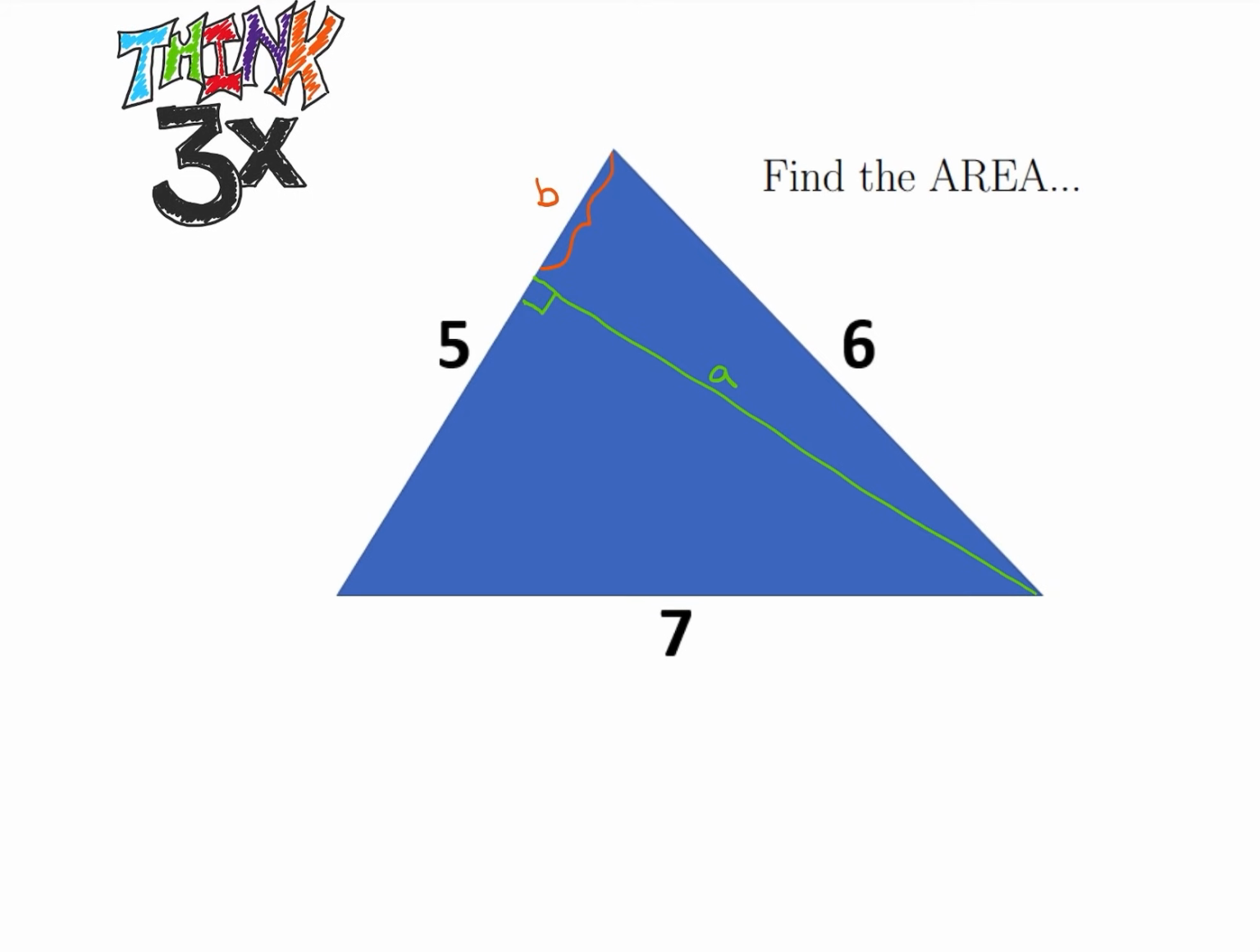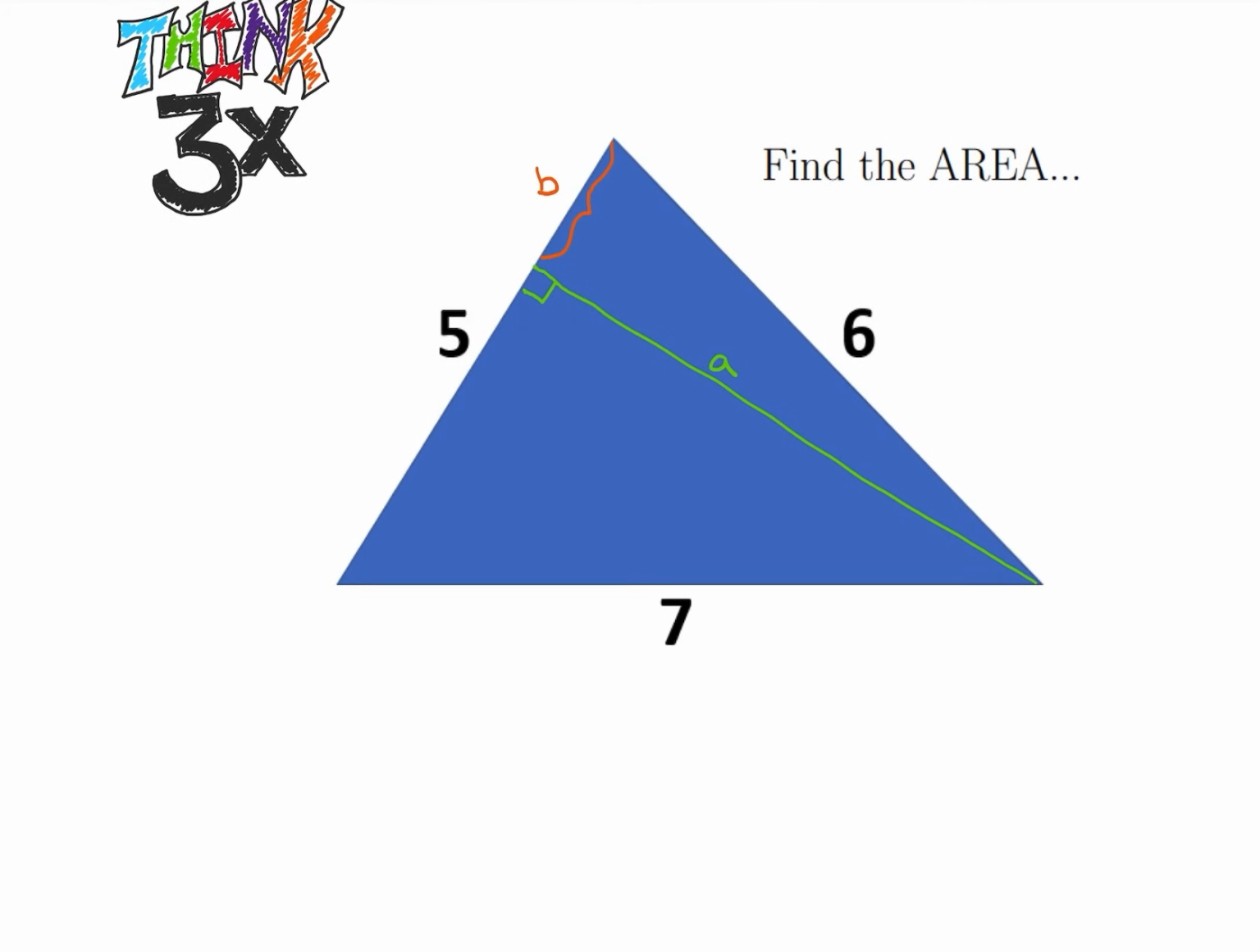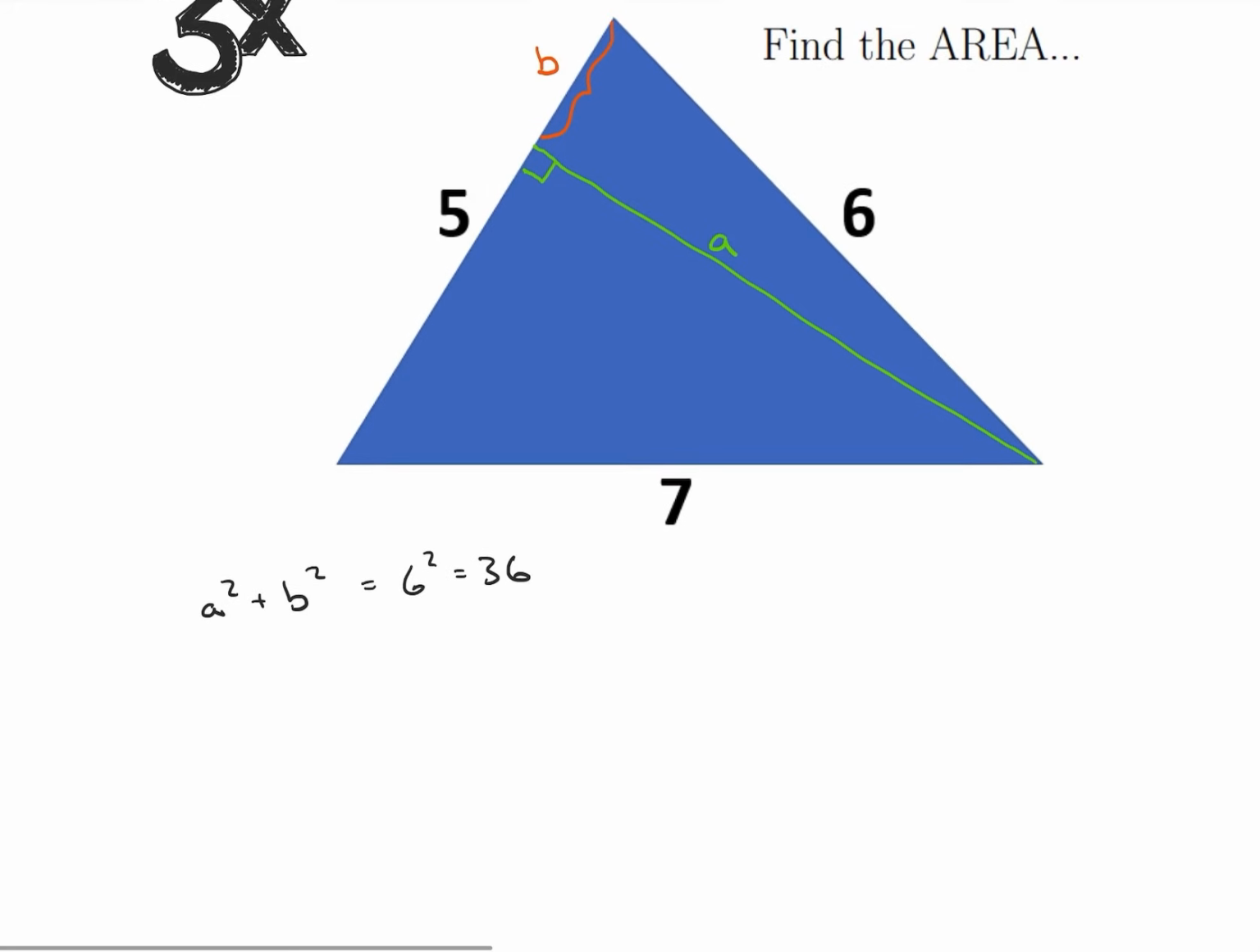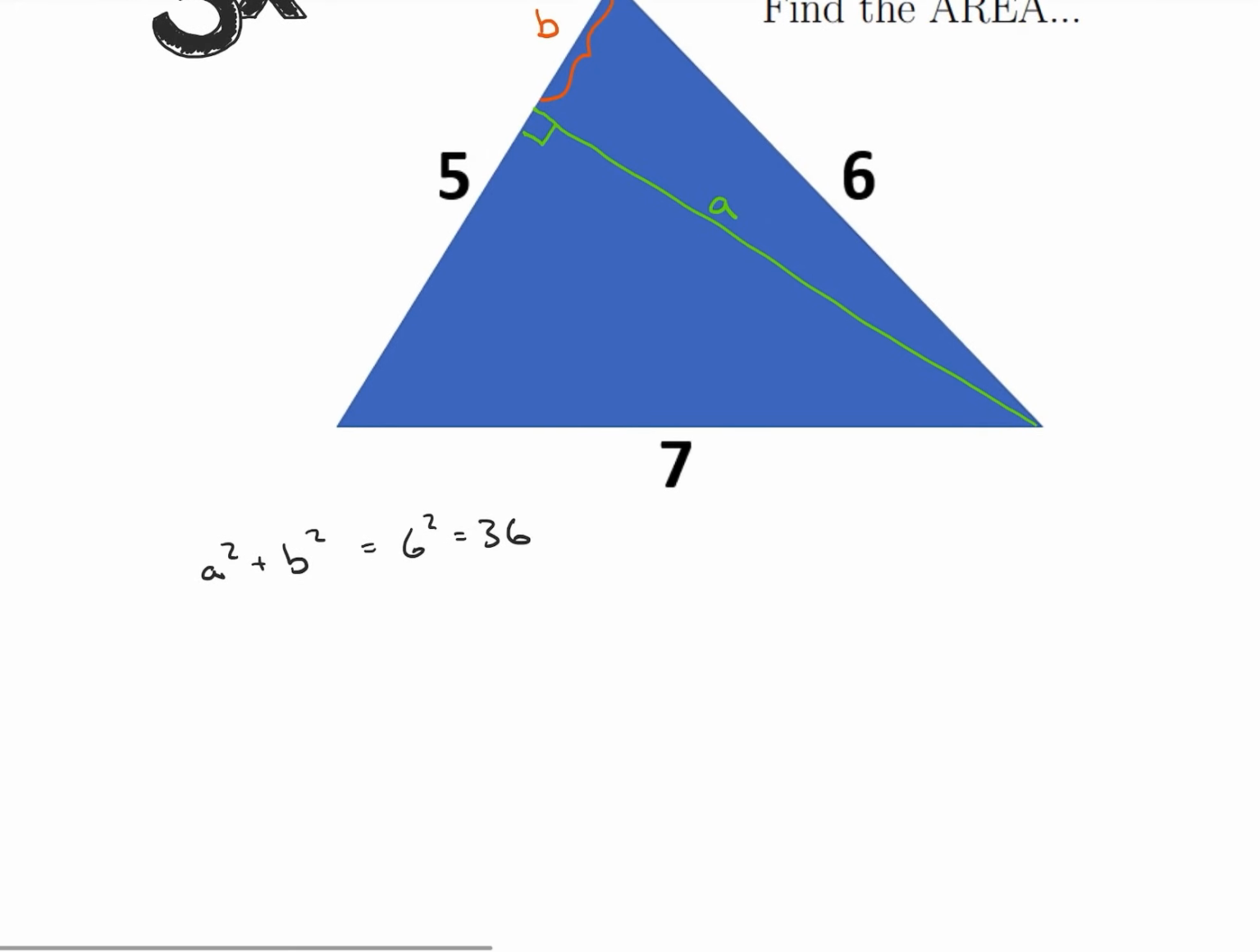Okay, so we're going to do a little bit of manipulation with the Pythagorean theorem. So I know that A squared plus B squared is equal to 6 squared, which is 36. And I also know that A squared plus (5 minus B) squared is going to be 49. So I'm looking at this other triangle, and this length right here is going to be 5 minus B.